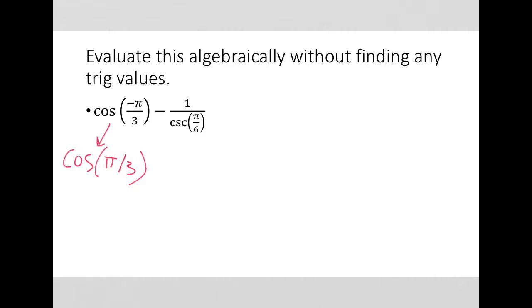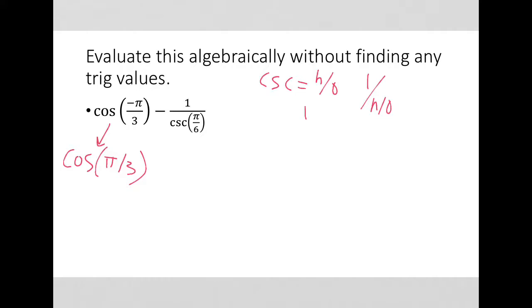Okay, well, what about this cosecant of pi over 6? Actually, what about this 1 over cosecant of pi over 6? Well, it's getting really complicated here, but think about this. Cosecant goes with sine. Sine is opposite over hypotenuse, so cosecant is hypotenuse over opposite. But we're doing 1 over hypotenuse over opposite.